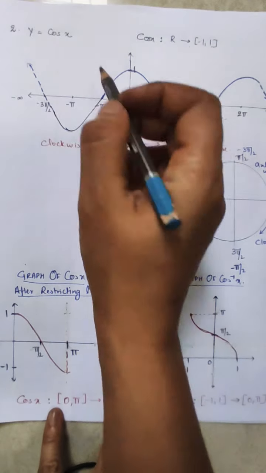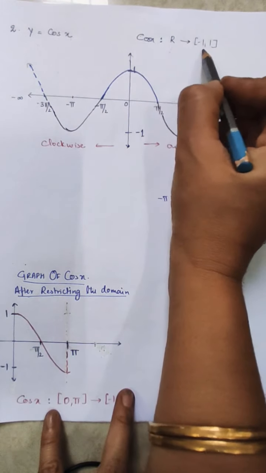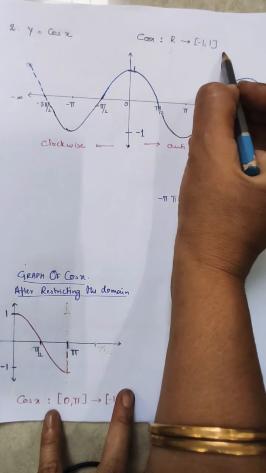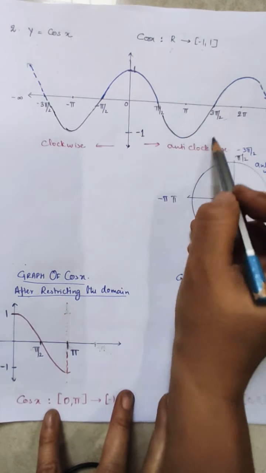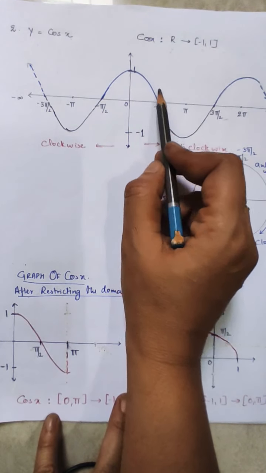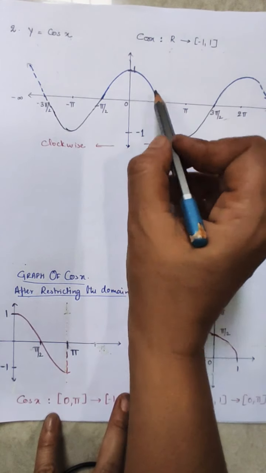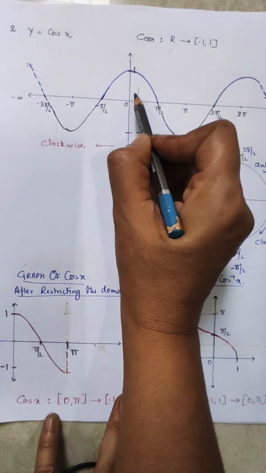Now over to y equal to cos x. For cos x, the domain is R and the range is the closed interval -1 to 1. Here we have drawn the graph for the cos function, and we know that cos function is a decreasing function, whereas sine function is an increasing function. Now this part shows the first quadrant.